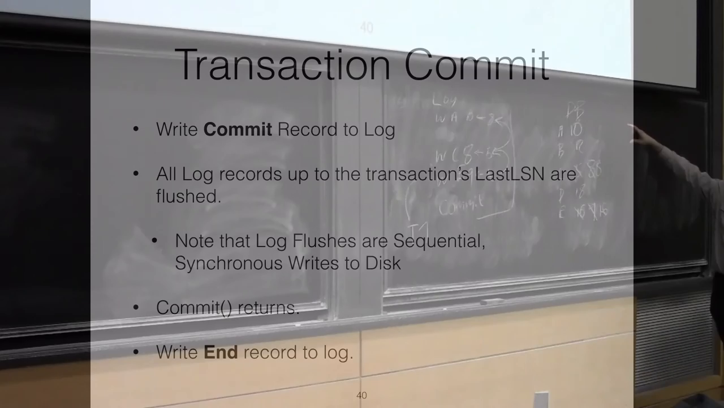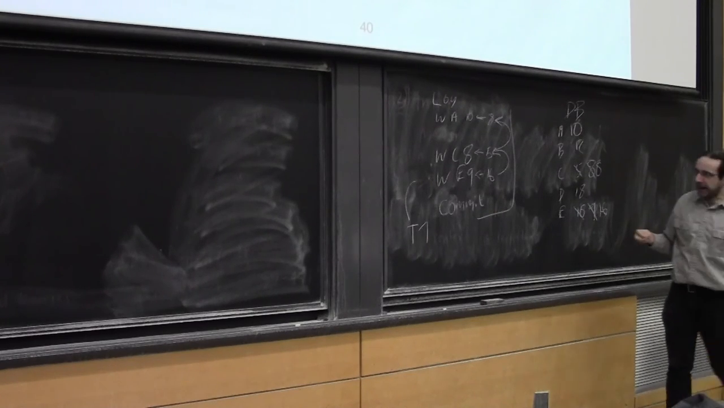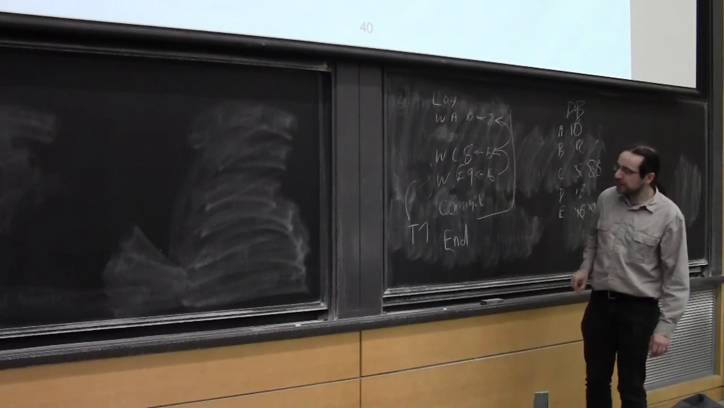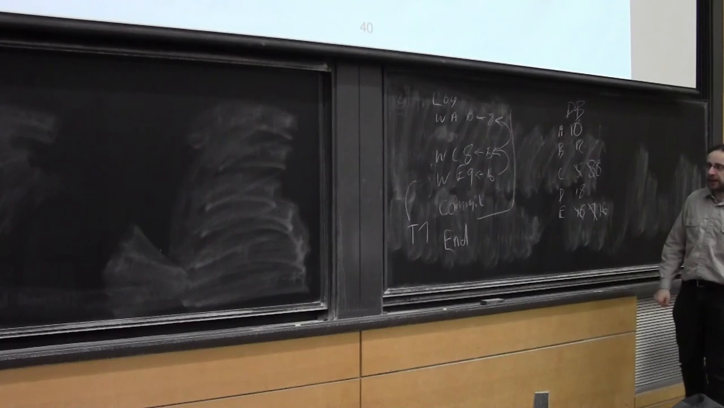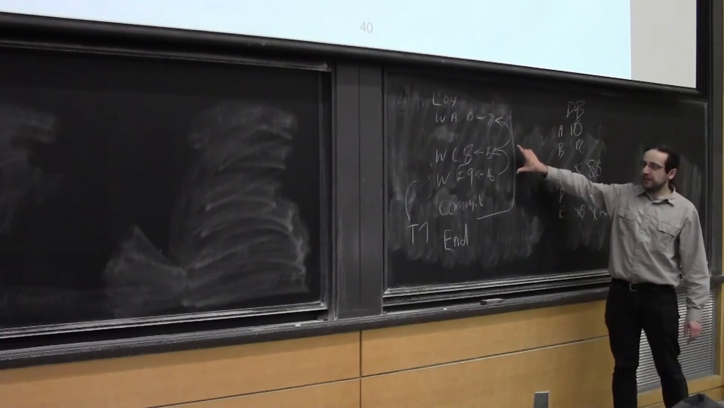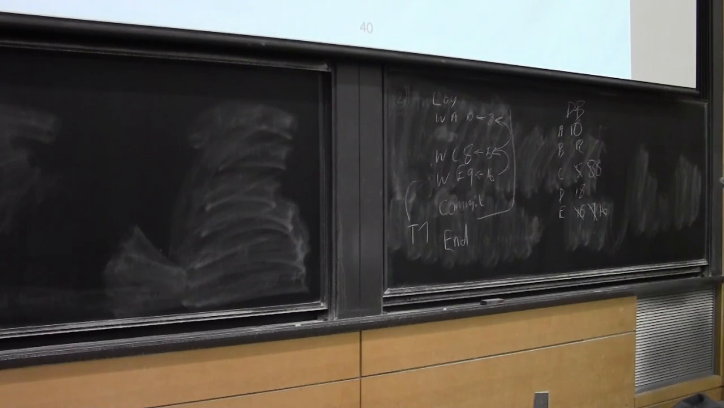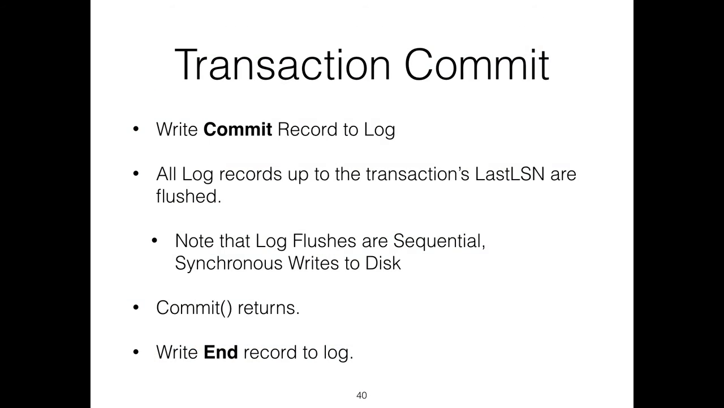Then we're also going to write an end message to the log. This is the database's way of saying this is safely on disk. And it's going to start flushing the actual database out to disk as well. Okay, so this is how the transaction commits safely.